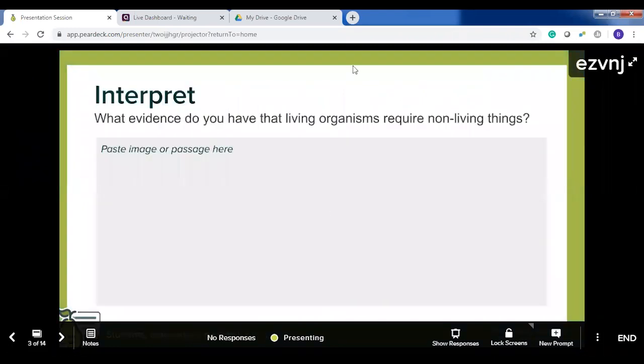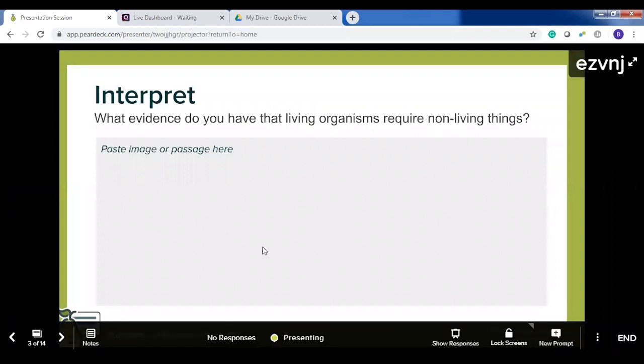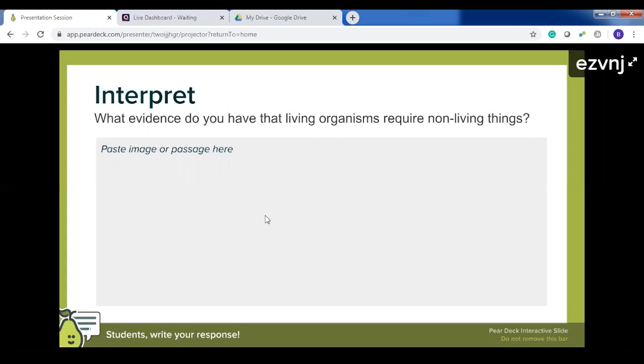Now, living organisms require non-living things. Can you give any evidence of how organisms use non-living things for their survival? Just write your answer here. So what evidence do we have that living organisms require non-living things? For example, plants need carbon dioxide, which is a part of the air, to make photosynthesis.